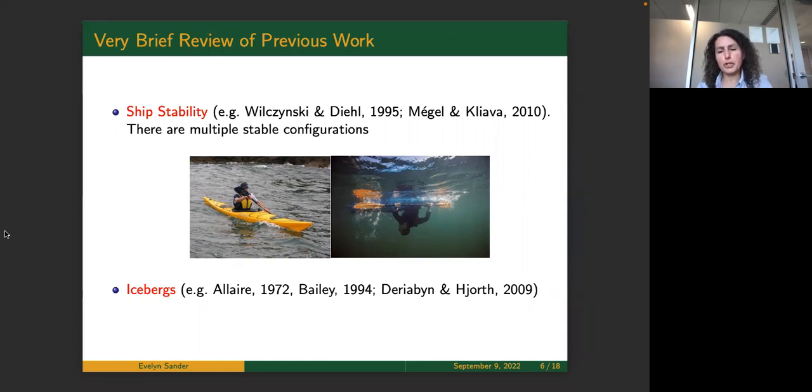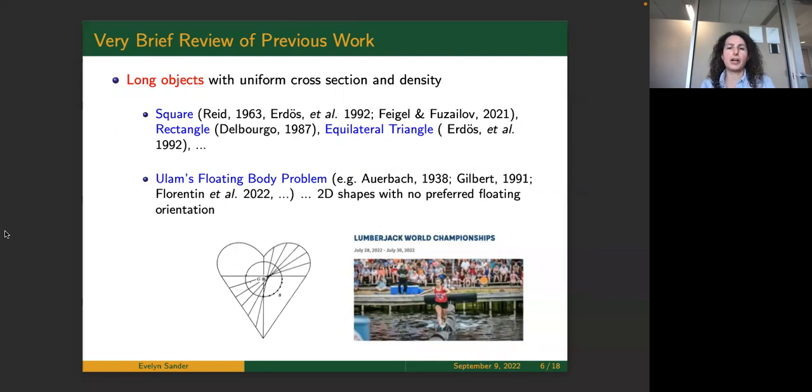Icebergs have also been previously studied, and long objects with uniform cross-section, and this is the case that we're most interested in, have been studied before. These include squares, rectangles, equilateral triangles, but all with uniform density. Okay, so maybe it isn't clear from the way this is written: uniform cross-section and also uniform density.